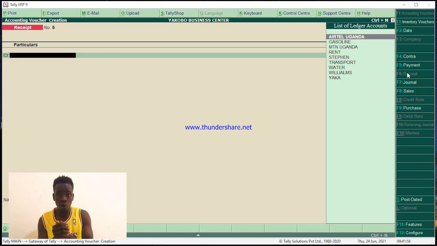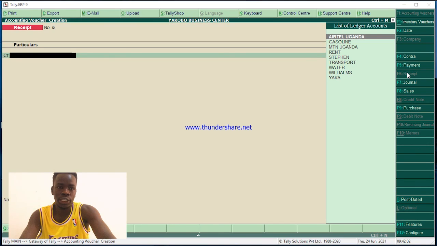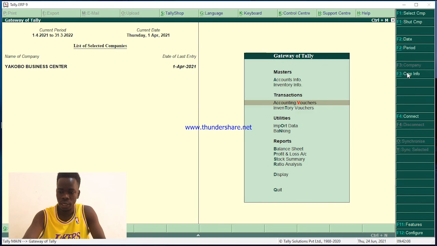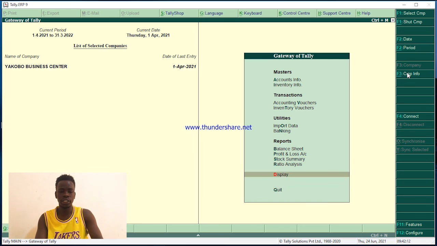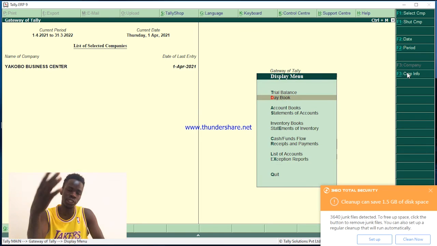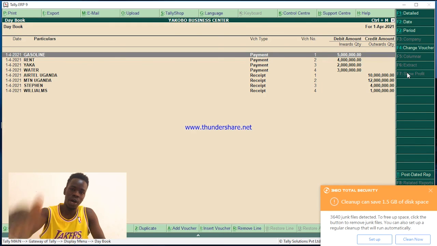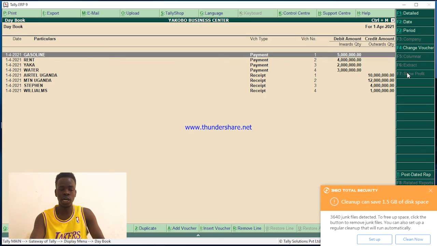So let's go and display and see our transaction on display, and see the day books right here. This is our day books. So I have our payment and the receipt right there. If you want to print it, you can go and print. So this is how we do the payment and the receipt.